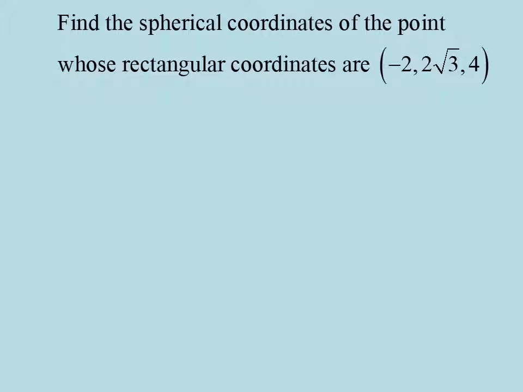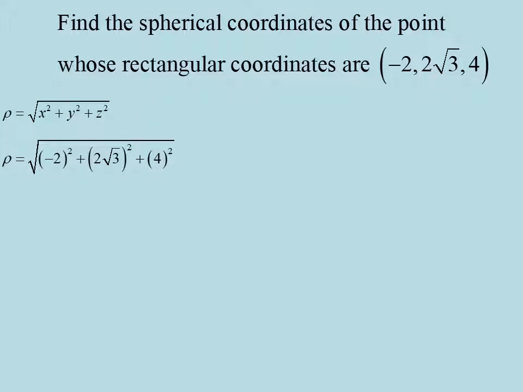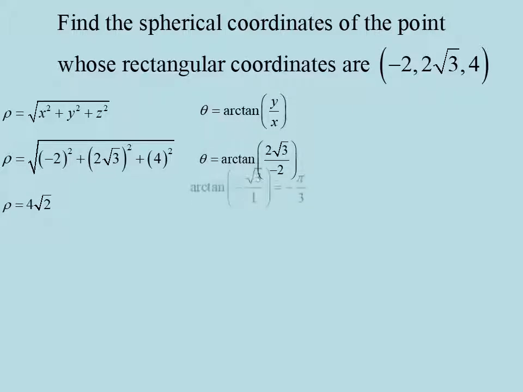So let's practice converting this point to spherical coordinates. So using the equation for rho, substituting, squaring all of those and putting them together, we get our value of rho. Doing the arctan of y over x means we're doing the arctan of a negative square root of 3. Now, if you type this into your TI-89, you'll get negative pi over 3.